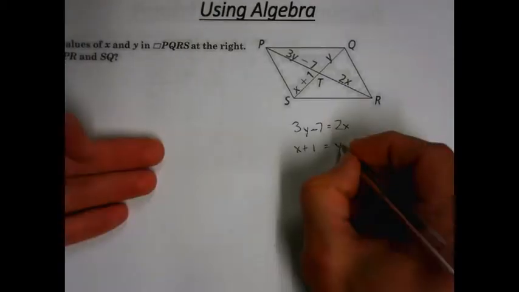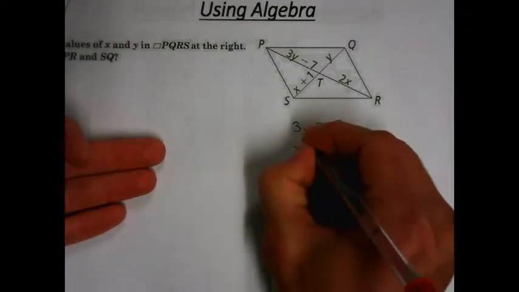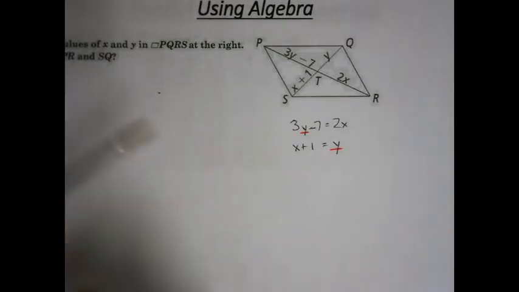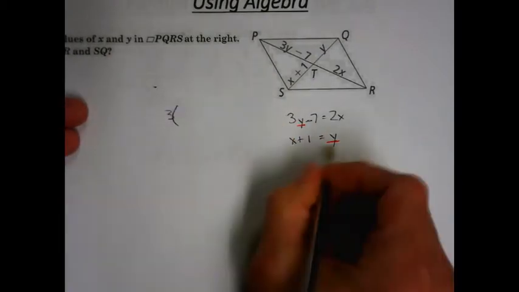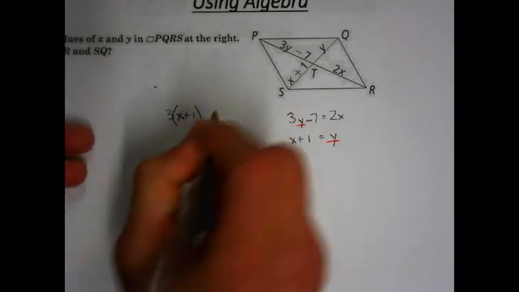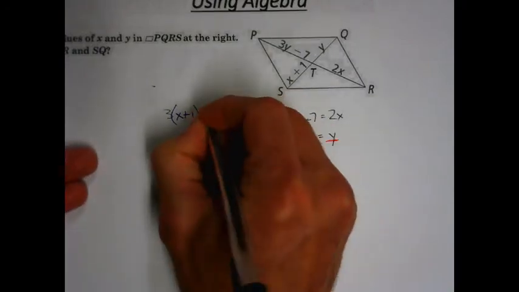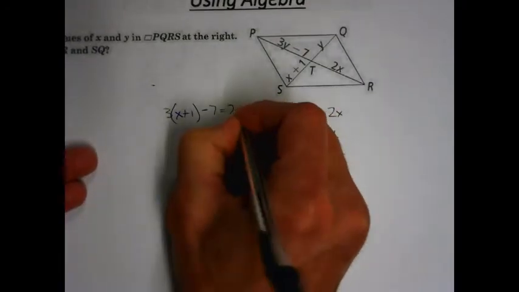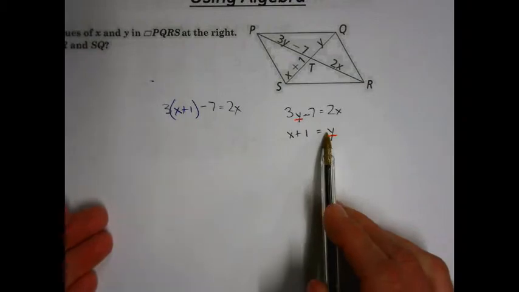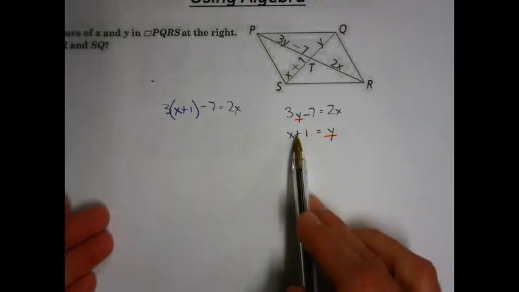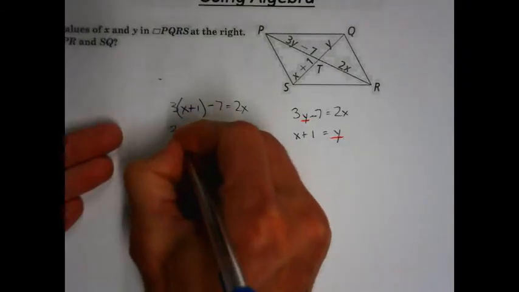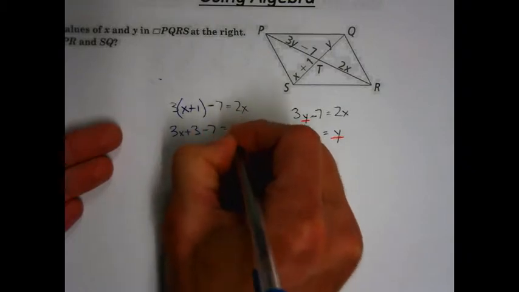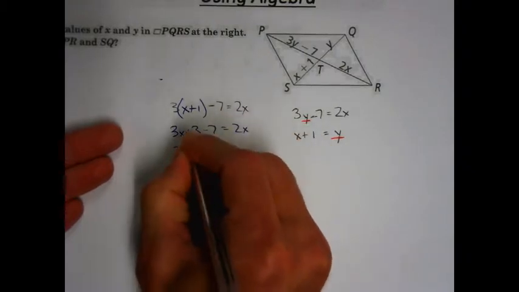We have a y by itself. And now we can use this top equation. So instead of saying 3y minus 7, we're going to say 3 times (x plus 1) minus 7, because y is x plus 1. Okay, so notice what happened. The y is still x plus 1. No big deal. Distributive property. Combine like terms. Plus 3 minus 7 is minus 4.